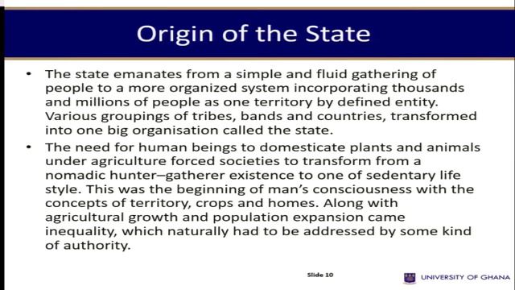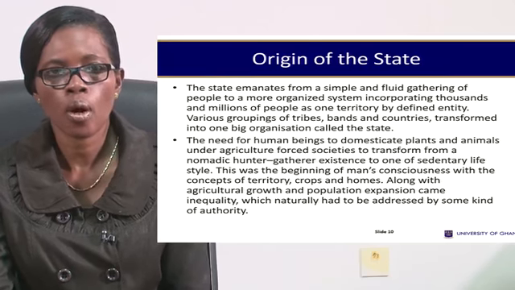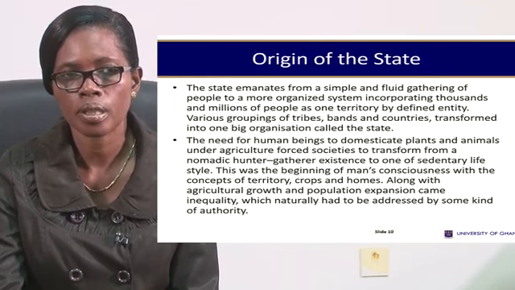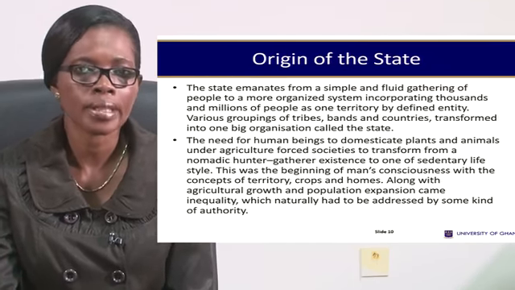Origin of the state. The state emanates from a simple and fluid gathering of people to a more organized system incorporating thousands and millions of people as one territory by a defined entity. Various groupings of tribes, bands, and countries transformed into one big organization called the state over time. So in other words, the state began from a simple and fluid gathering of people and became more organized with more and more people. And one of the most important aspects of this is having a defined territory or boundary that shows a difference between one state and the other.